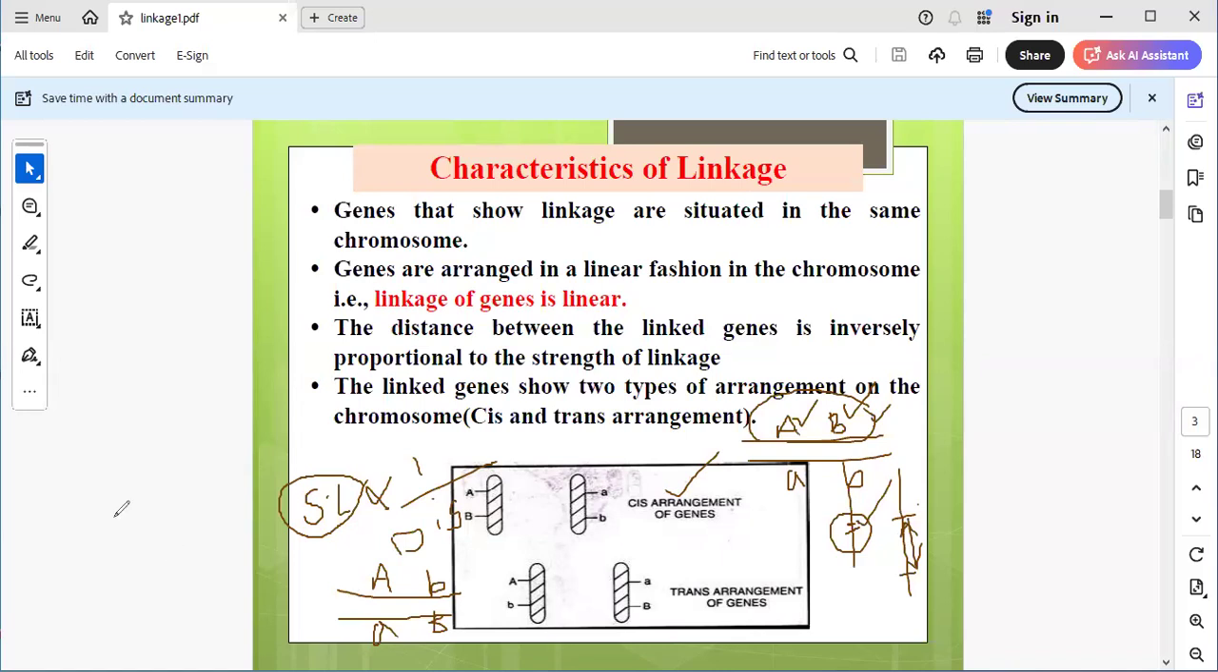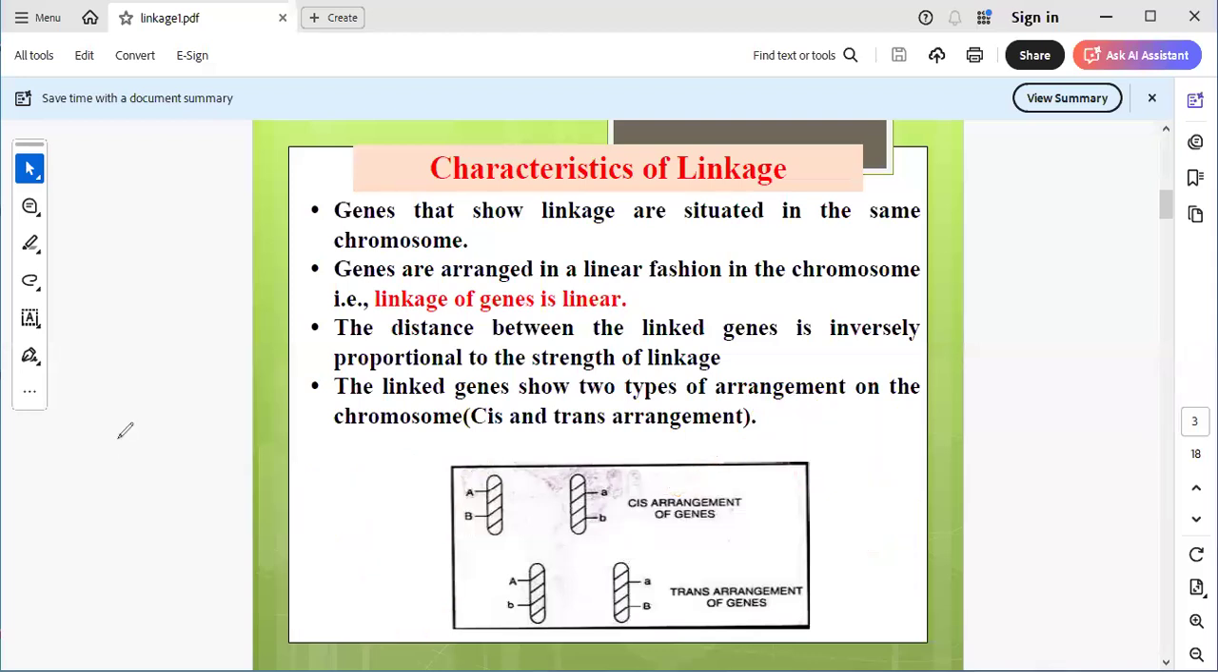So based on the linked genes, how they are transmitted from the parent, whether a single parent sends the two dominant genes or two parents send the dominant genes, based on that we can easily predict the arrangement of the linked genes, whether it is in cis condition or trans condition. Okay.